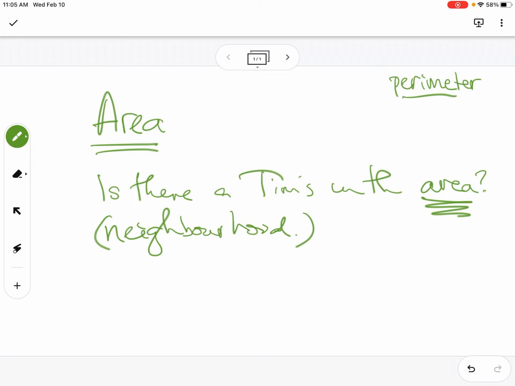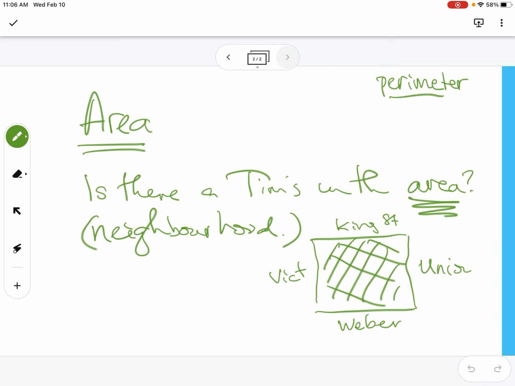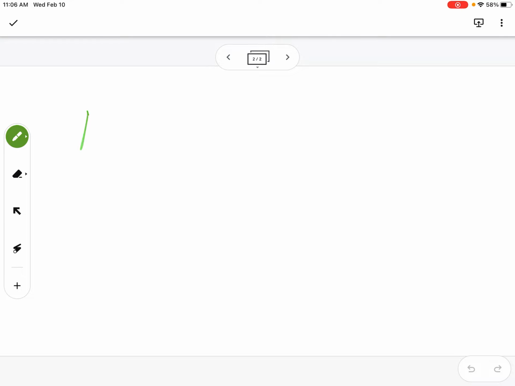Well, I'm thinking of the neighborhood where I live, so they say this is King Street, and here's Weber Street, and here's Victoria Street, and here's Union Street. When they say is there a Tim's in the area, they're kind of covering this whole neighborhood area. So that's a helpful mental image when you're thinking about area. It's not one spot. It's not the outside of something. It's the inside space. It's the space on the inside of something. So that is what I would say is a helpful definition of area.